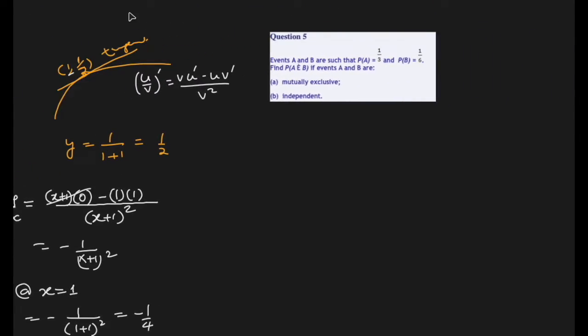Moving on to question number 5, which is about probability. Events A and B are such that probability of A is 1/3, probability of B is 1/6, and find the probability of A union B if events A and B are mutually exclusive. Mutually exclusive means they can't happen together.